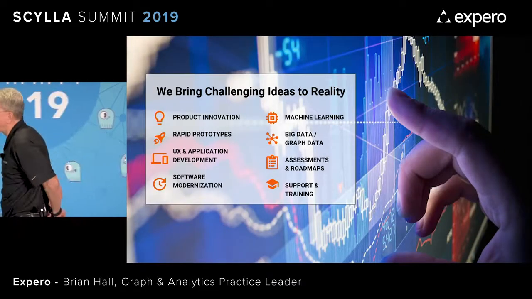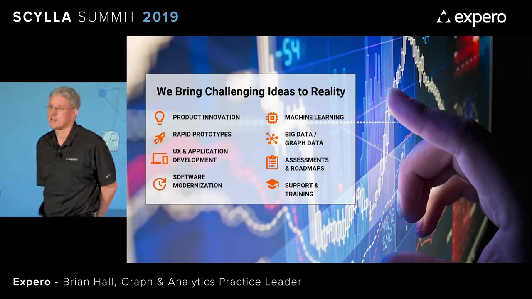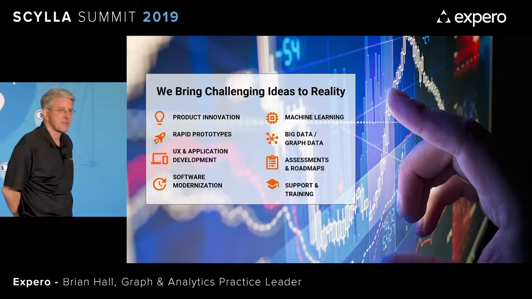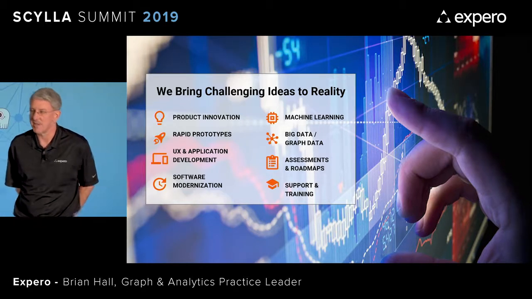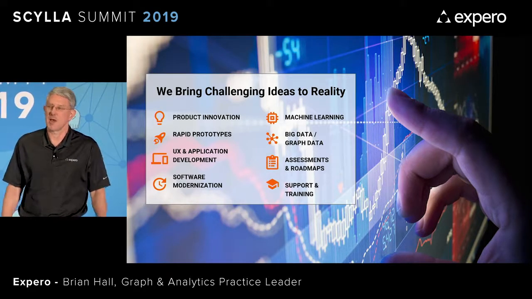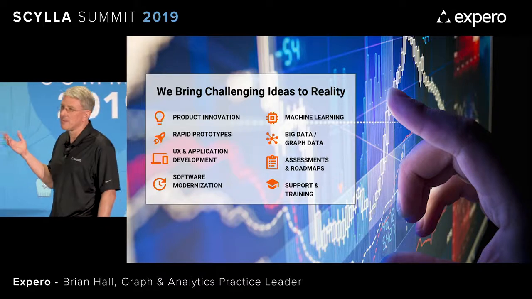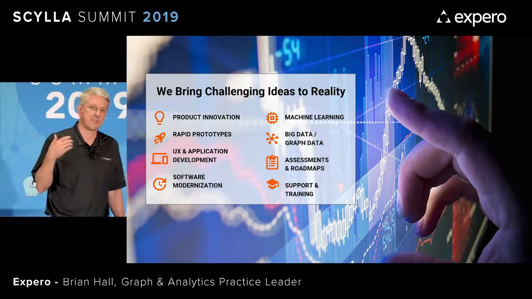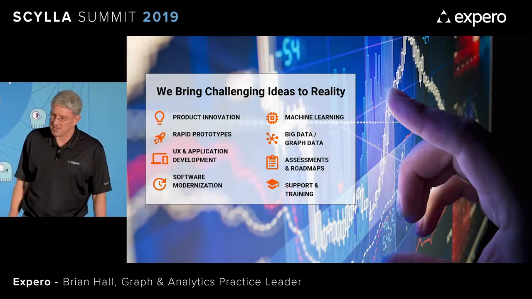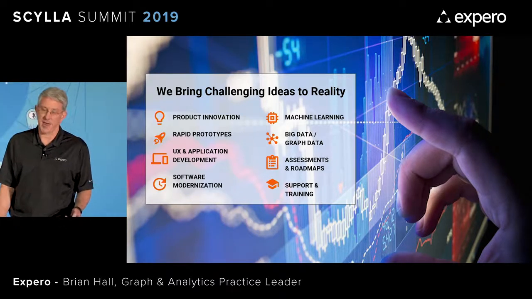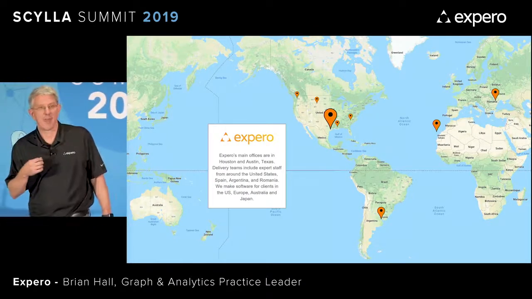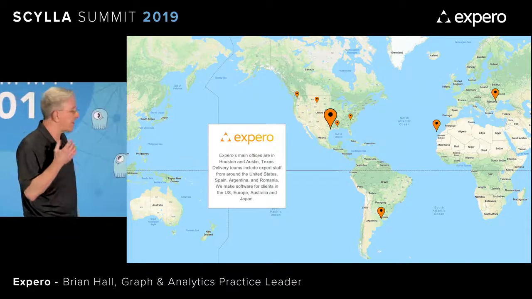So my name is Brian Hall. I am the Graph and Analytics Practice Leader for a company called Expiro. And in short, we build products for expert users. I usually say that if you want to buy something, put it into a shopping cart and check out, then we're not the right company for you. We usually like to build first-of-a-kind things that haven't been built before, and oftentimes those things end up using some exotic technologies like graph. We too, like the people before us, are headquartered in Texas, but we have people all over the country and internationally.